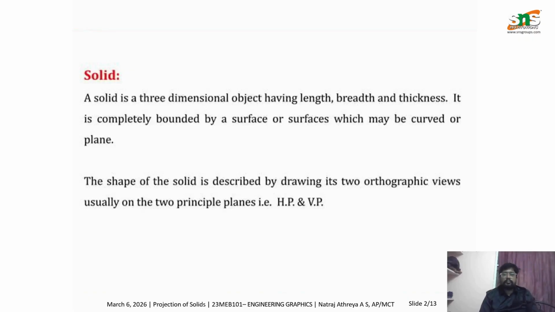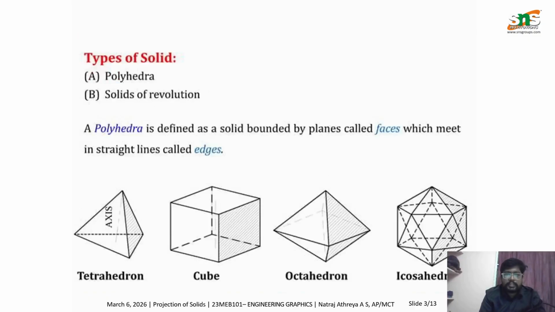So when you draw the orthographic views, it will be with respect to the horizontal plane and vertical plane. The predominant ones we need to draw are the front view and top view with respect to the principal planes HP and VP. We'll segregate the types of solids into two types. One is type A and type B. Type A is polyhedra, and type B will be solids of revolution.